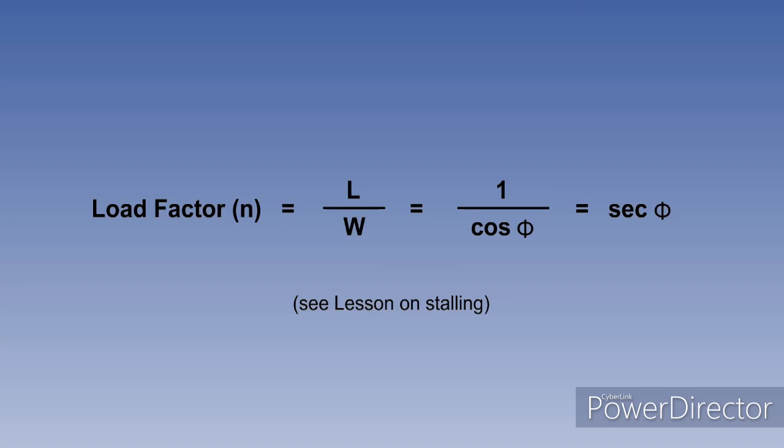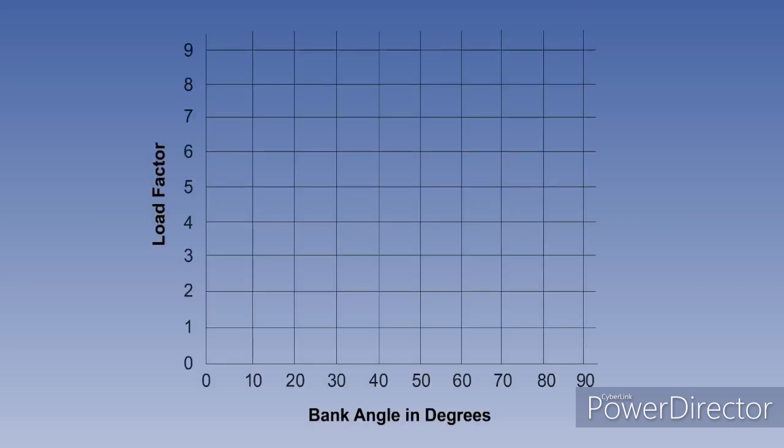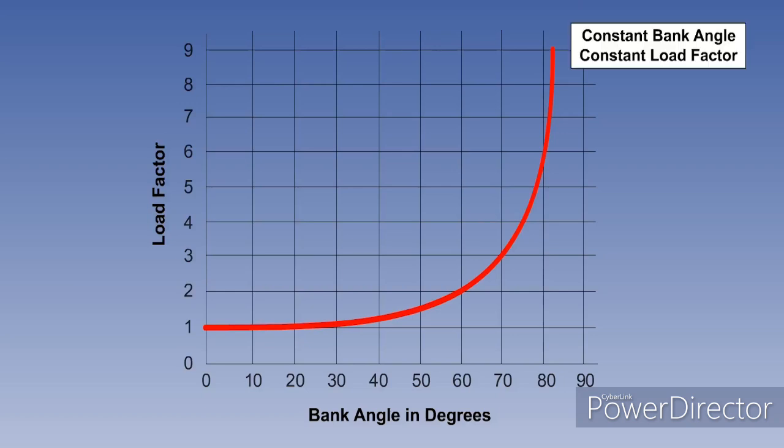The trigonometry of this is fully explained in the lesson on stalling. The relationship can also be shown graphically, and the chart is valid for any aircraft. It can be seen that the curve is exponential, that is, the G increases at an increasing rate with angle of bank. The point to remember is that in a level turn, load factor is a function only of bank angle. Constant bank, constant G.